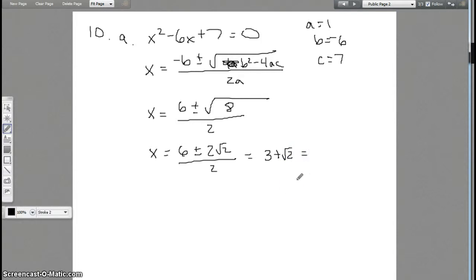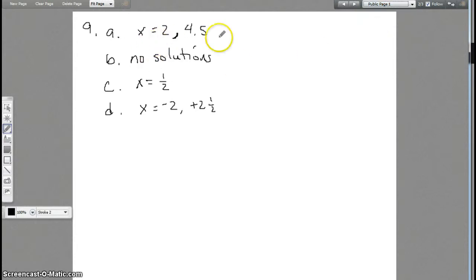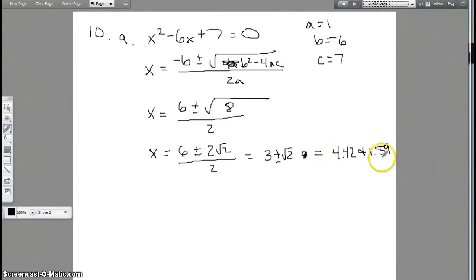And it says to give the answer in decimal form, correct to the nearest hundredth. When we put this in a calculator, 3 plus or minus square root 2, what we get is 4.42 and 1.59. So let's go back and see what we estimated as our values. What we estimated was 2 and 4.5. And what I actually got was 1.6 and 4.4. So somewhat close, but not exactly on the spot.